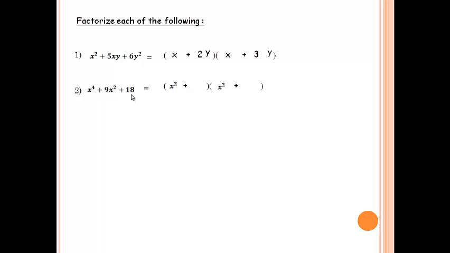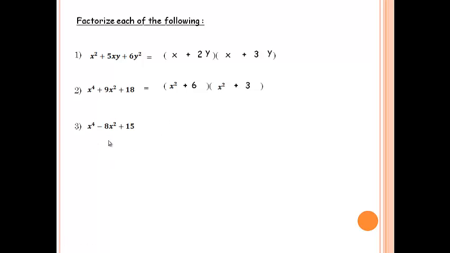Yes, 1 times 18? No, 1 plus 18 equals 19. 2 times 9? No, 2 plus 9 equals 11. 3 and 6? Yes, because 3 plus 6 equals 9, so 6 and 3. Another one.